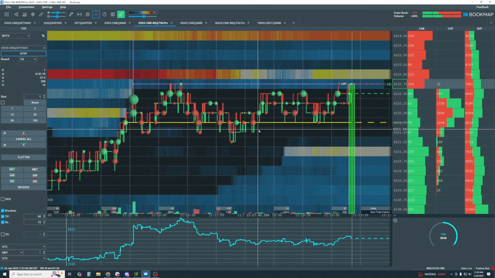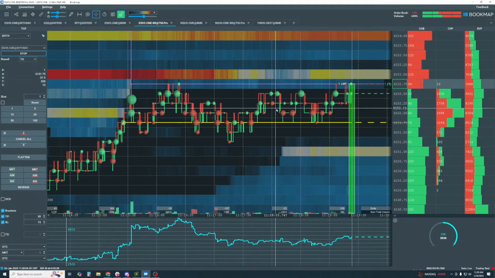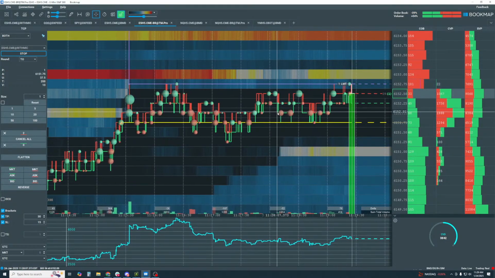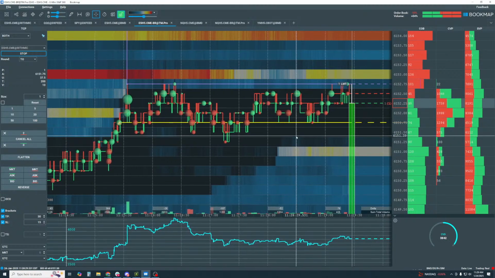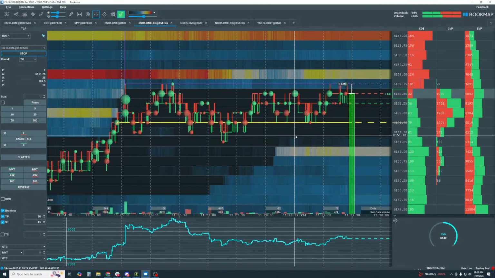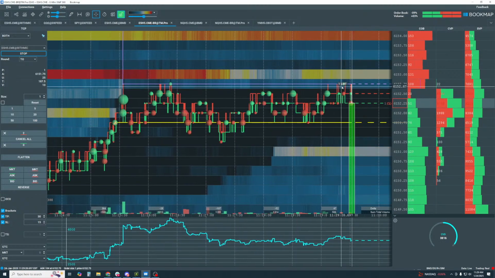NQ is always moving a little bit better than this, Rob. That's why I'm totally with you on that. I'd rather trade the NQ.